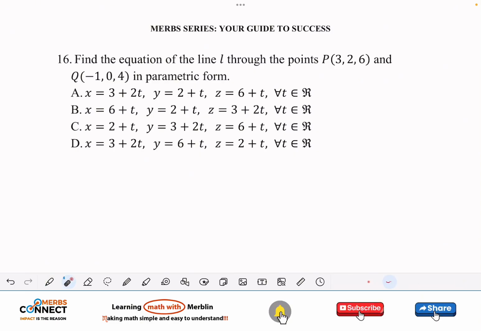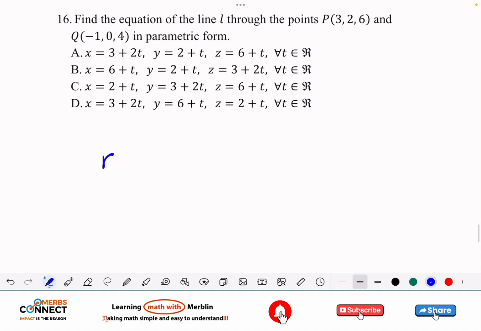So we want to write the equation of the line which passes through this point and this point in its parametric form. The question did not say it is parallel to anything. So what we just need to do is we are going to have our R, which is in terms of t. So R of t will be equal to the initial point, which is P, plus the vector PQ with respect to t.